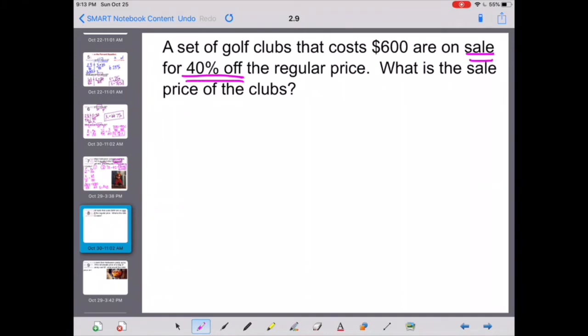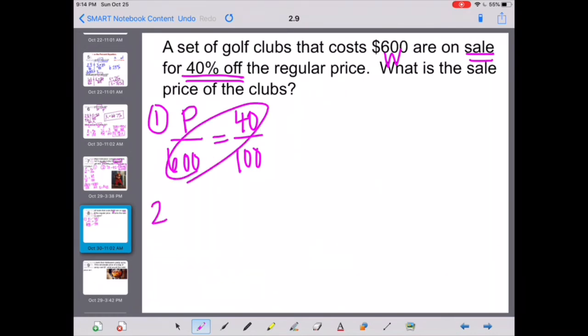Okay, a set of golf clubs that cost $600 are on sale for 40% off the regular price. What is the sale price of the clubs? Okay, so same idea. Step one, I have to figure out what 40% really is. 600 is my whole amount. 40 is my percent. So part is what I don't know. So part over whole equals my percent over 100.